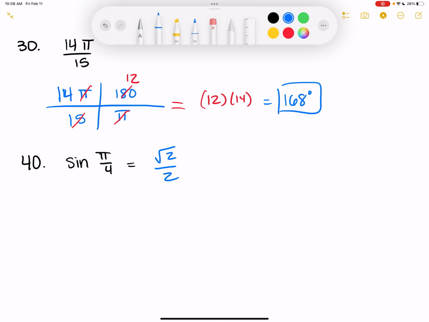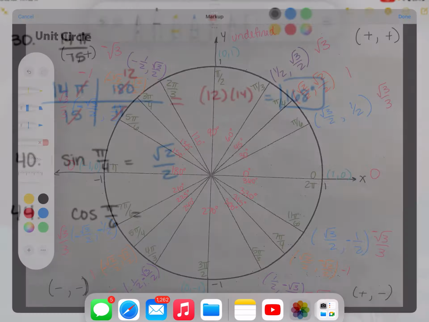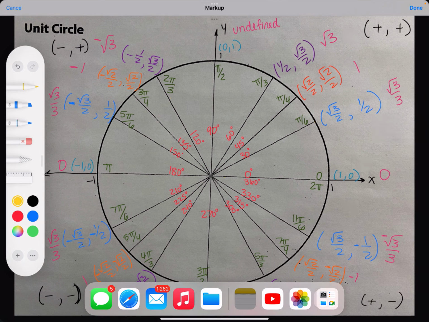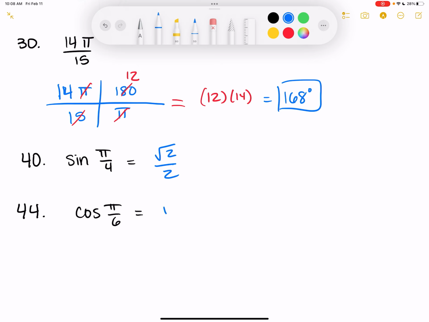Okay, 44, cosine of pi over 6. Oh, I got this one. I know this one. Okay, so I'm at pi over 6. Cosine is the x value. Yeah. So it's root 3 over 2. Easy. Okay? Root 3 over 2. Okay?